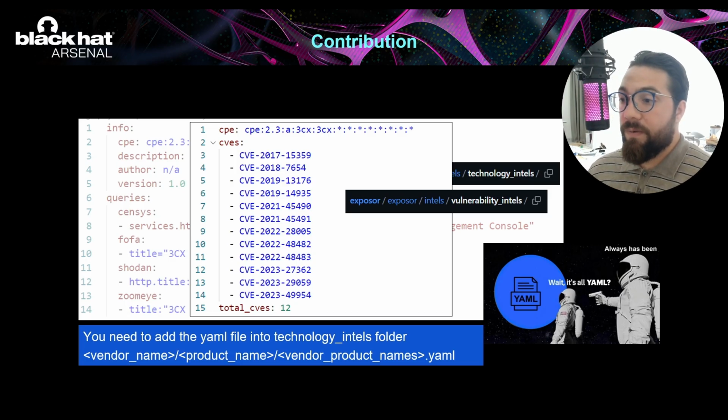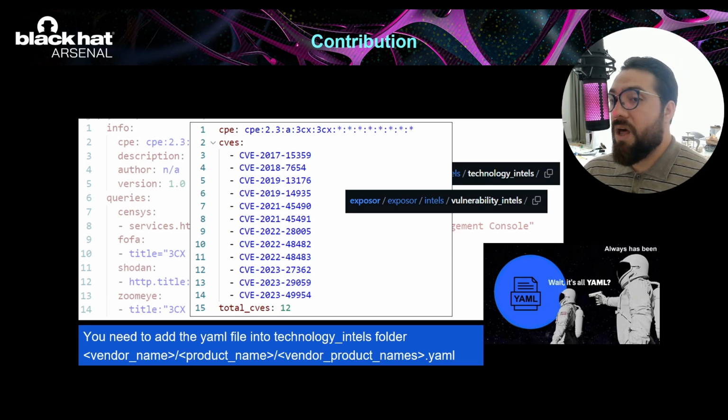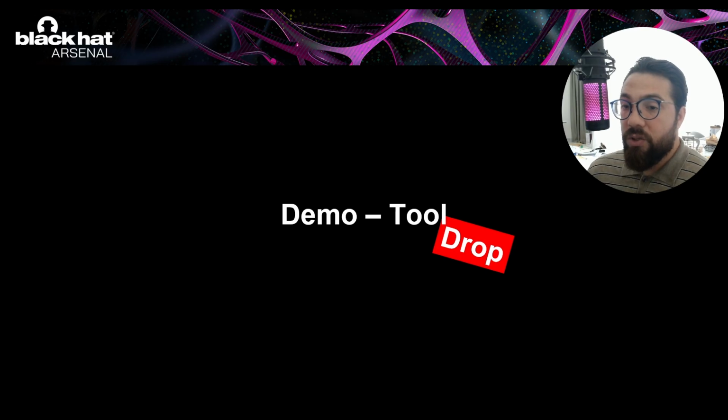So the heavy lift is done by Exposor. As an end user, you don't need to care about this. You just need to type CPE or CVE. It will do all the mess for you. But if you want to contribute, it's simple enough. You just need to add the YAML file to the technology intelligence folder, and you can use it in Exposor. Yeah. And I want to show you the tool now, how it works.